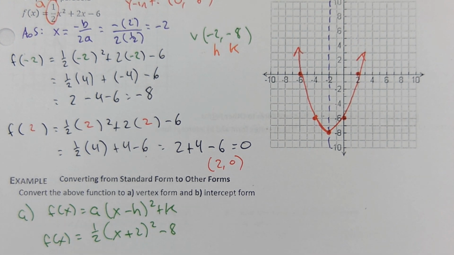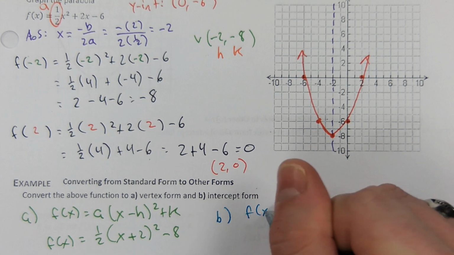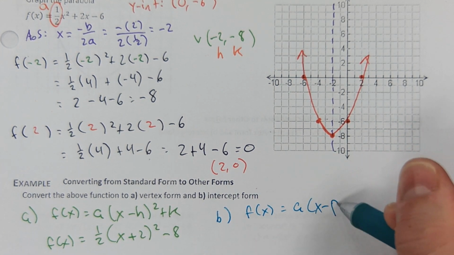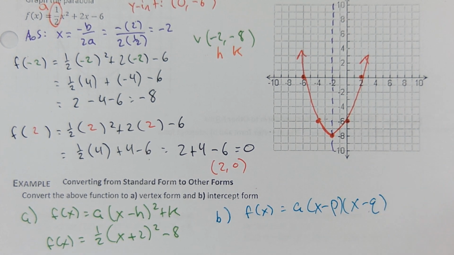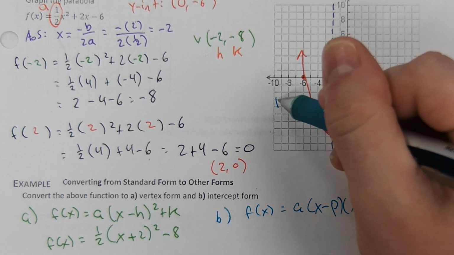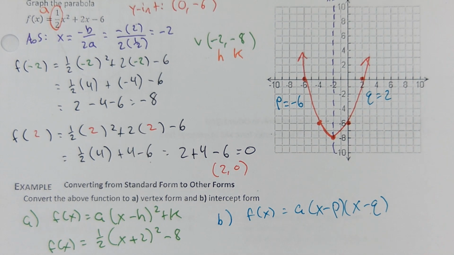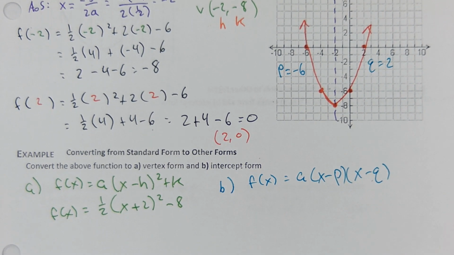Just reminding you of the equation. Intercept form is f of x, or y equals a times x minus p, times x minus q. We already know a. We know that p is -6, and we know that q is +2. And we drop those numbers in for a, for p, and for q. Earlier, somebody asked me, does it matter which one I call p and which one I call q? The answer is no, that's unimportant. I usually just do p on the left.